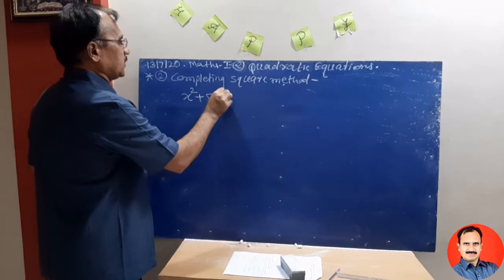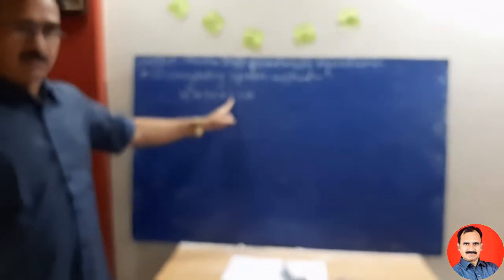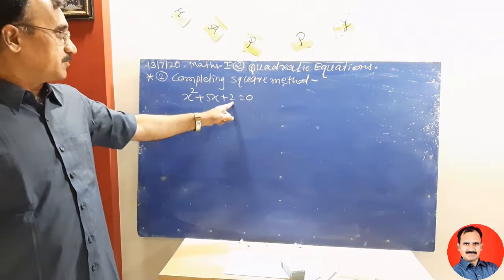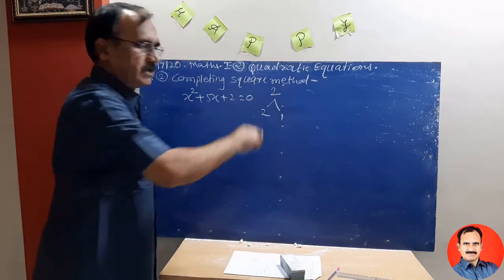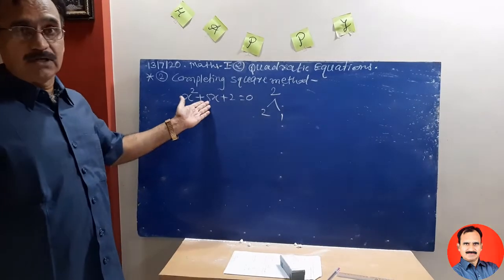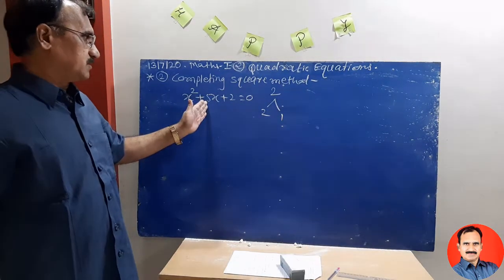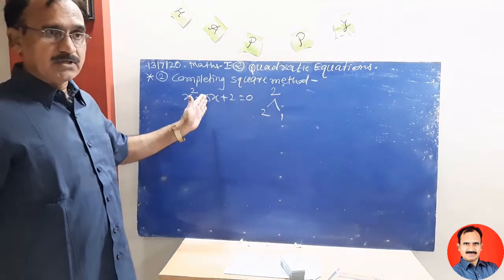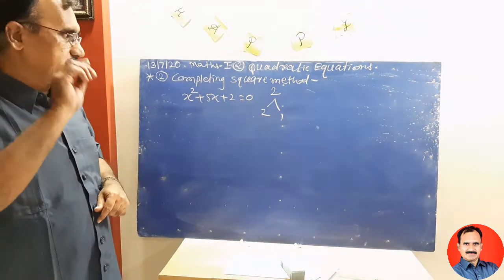x square plus 5x plus 2 is equal to 0. If we factorize the third term, we need factors whose algebraic sum is 5. The factors of 2 are 2 and 1, and their algebraic sum is 2 plus 1, which is 3, but here it is 5. It will not work. This means this quadratic equation cannot be solved by the factorization method.